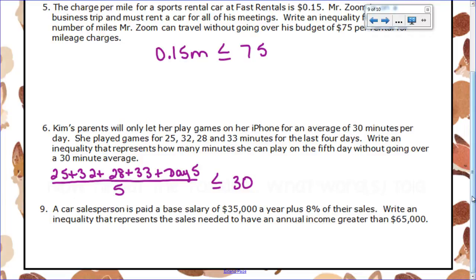So now I'm going to skip a few here. I'm going to go all the way down to number 9. We'll talk about the other questions on your notes tomorrow when you come to class. But right now we're just going to talk about number 9.